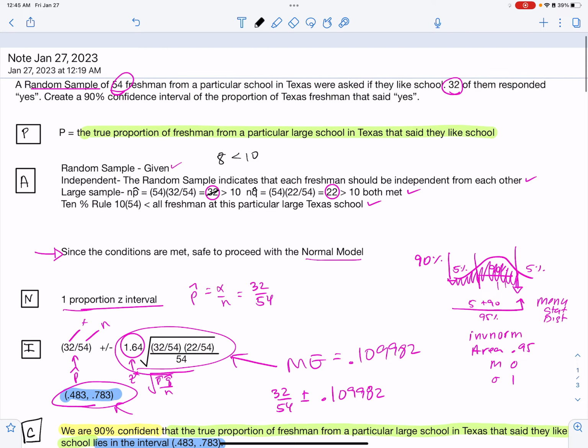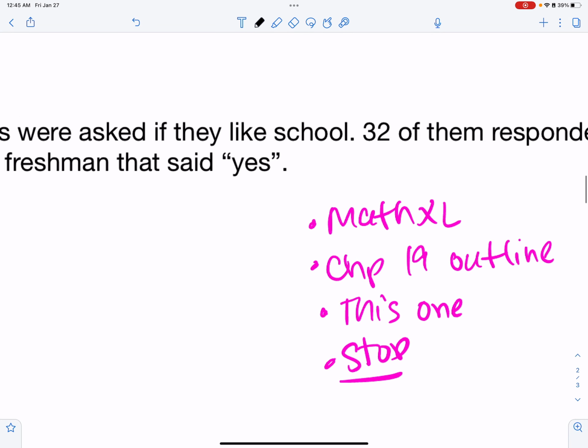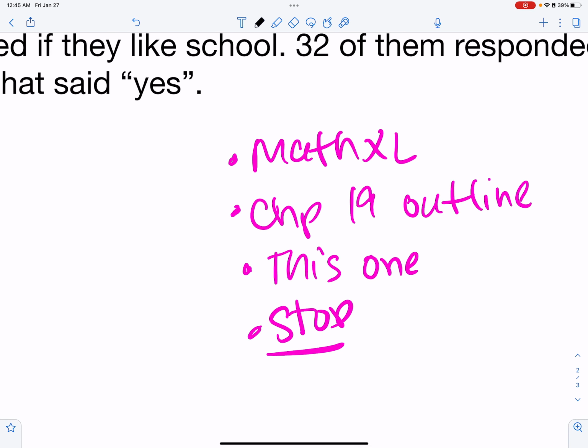Anyway, remember the things I need you to work on. Of course, your MyMathLab, Chapter 19 outline. This is, of course, due Saturday, I believe. This is due Monday in class. And then, of course, you're going to get your potential dice probability game without Cameron. Cameron's like a double or nothing, triple or nothing, quadruple or nothing. You get one roll, and that's it on Monday.